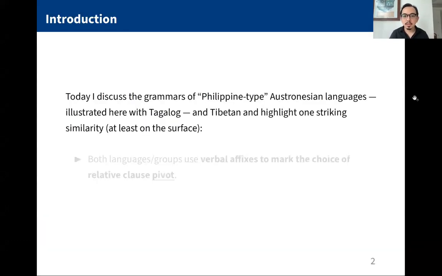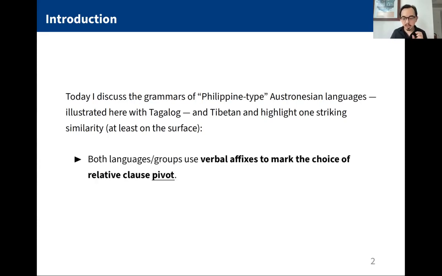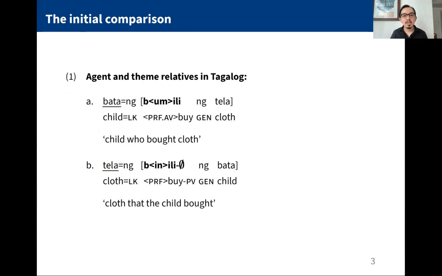So let's get started. Today I'll be discussing the grammars of so-called Philippine type Austronesian languages. Here I'll be using Tagalog and Tibetan. And I wanna highlight one striking similarity to start, which is that both languages or groups of languages use verbal affixes to mark the choice of relative clause pivot. So just to illustrate this first, in Tagalog, we have an agent relative, batang bumili ng tela, child who bought cloth, Telang binili ng bata, cloth that the child bought.